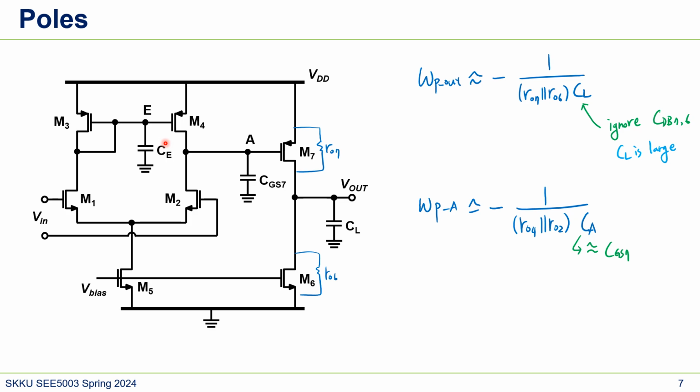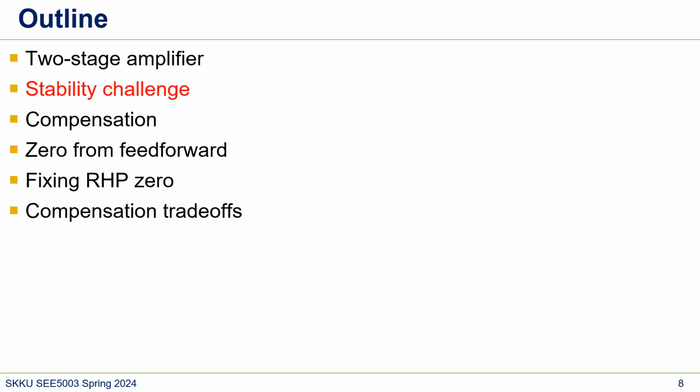This frequency we'll cover it later, but this is usually at very high frequency, so that's usually not our interest. So let's say these two poles, and we need to analyze these poles because we'll focus on the stability challenge. Those two poles, the output pole and the node A pole, are closely related to the stability challenge. So let's talk about this stability challenge. This is about phase margin, PM. We're talking about phase margin.